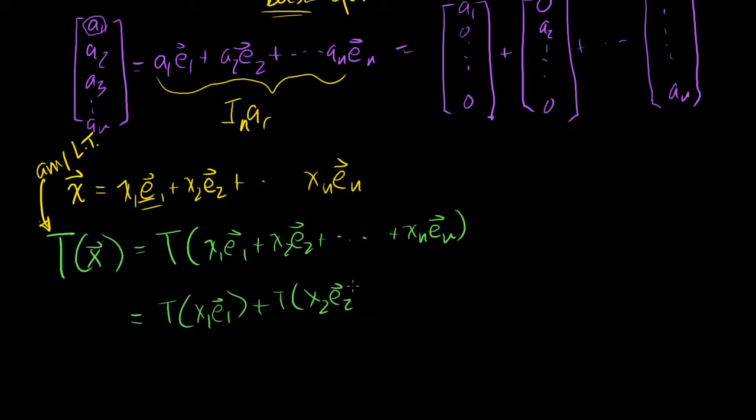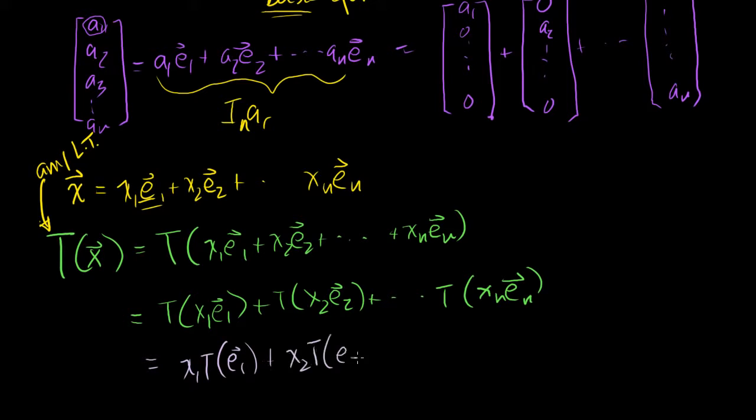So the transformation times x2 e2, all the way to this transformation times this last entry, the scalar xn times my standard basis vector en. And we know from the other property of linear transformations that the transformation of a vector multiplied by a scalar is the same thing as the scalar multiplied by the transformation of the vector. That's just from our definition of linear transformations, plus x2 times the transformation of e2, plus all the way to xn times the transformation of en.